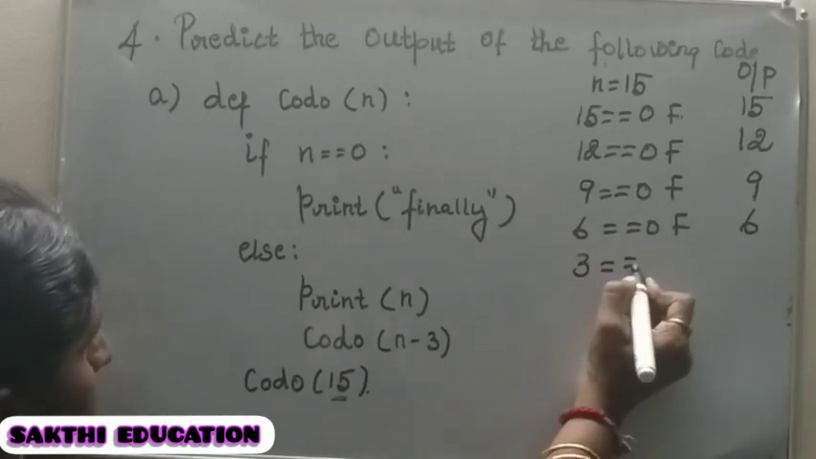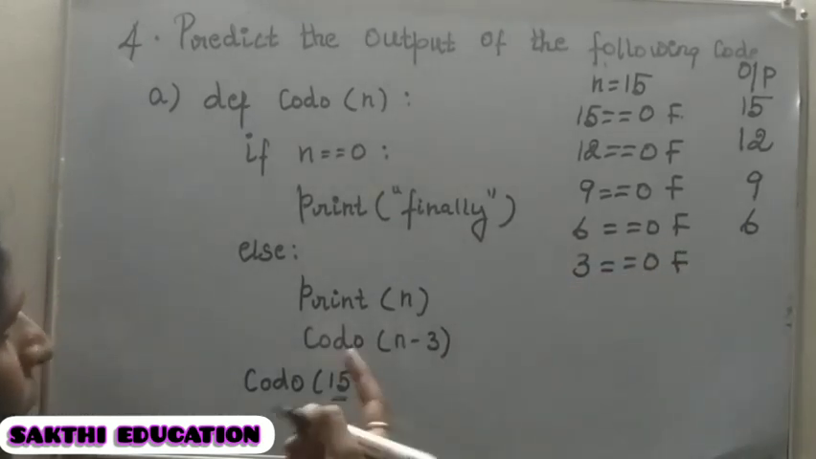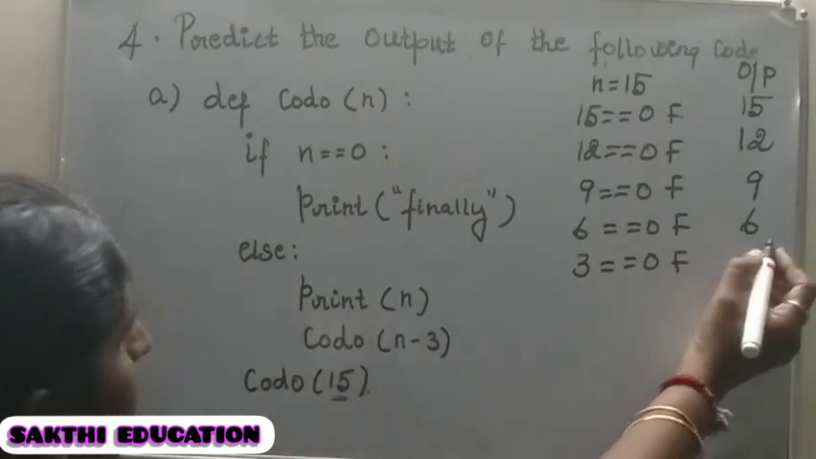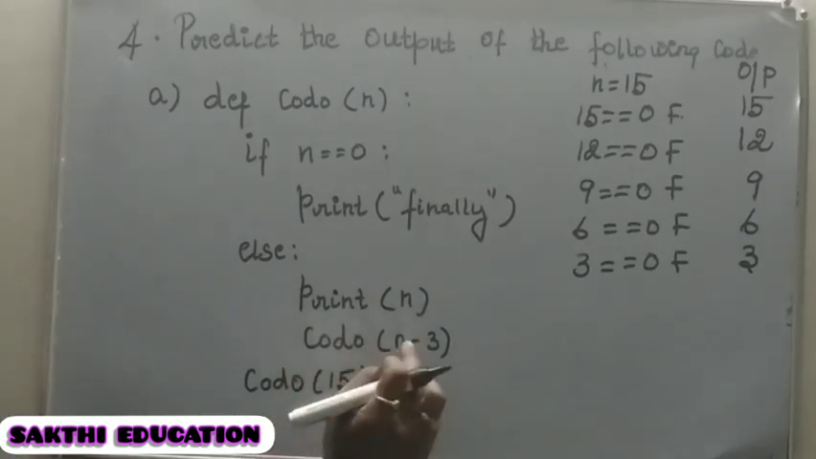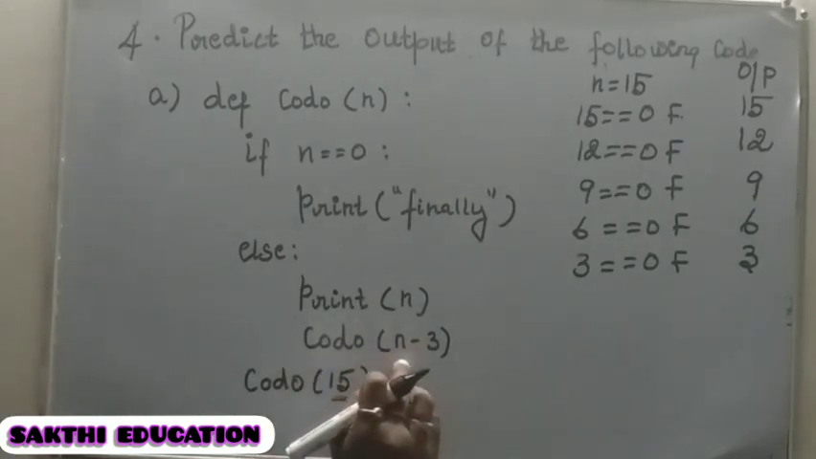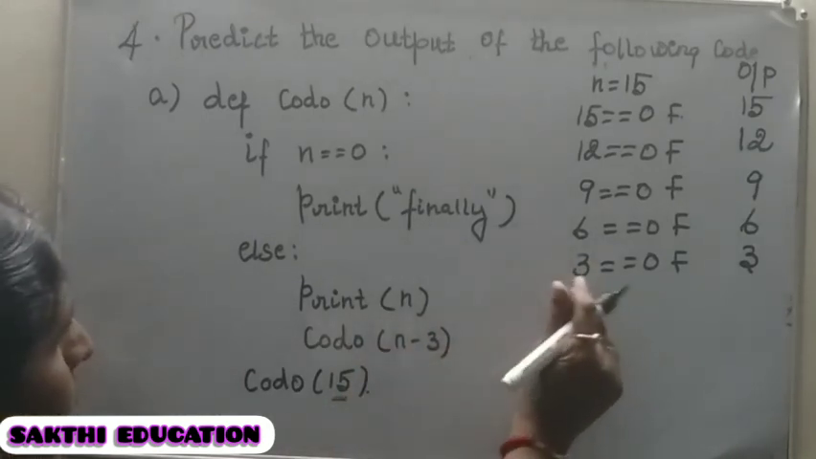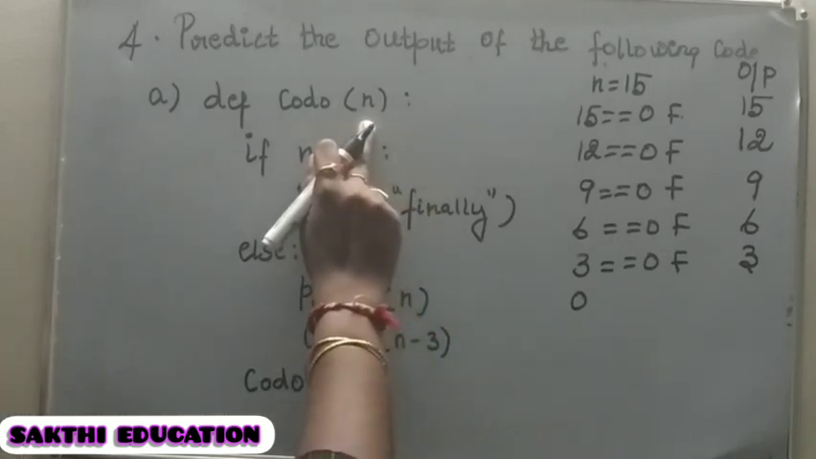3 equal to 0 is a false statement. And now we are going to print the n value. 3 is the output. Again we have to move on to this function called n minus 3. 3 minus 3 is what? 0. 0 is passed to this function definition.